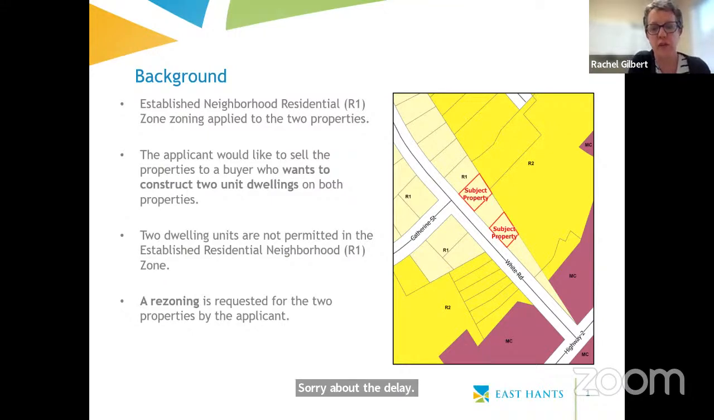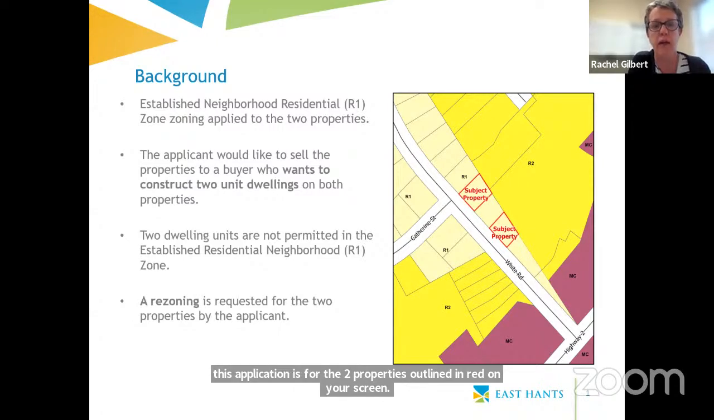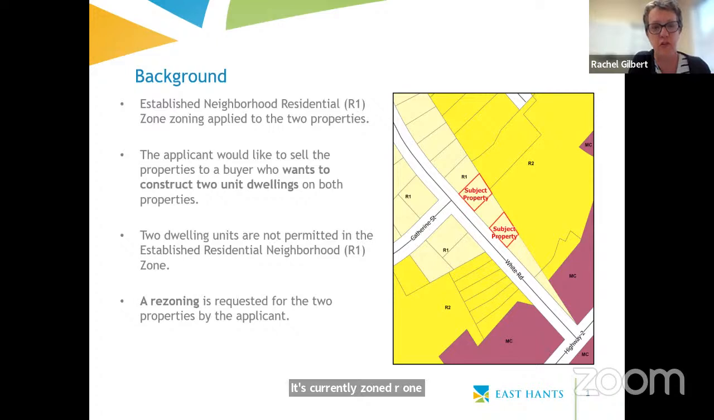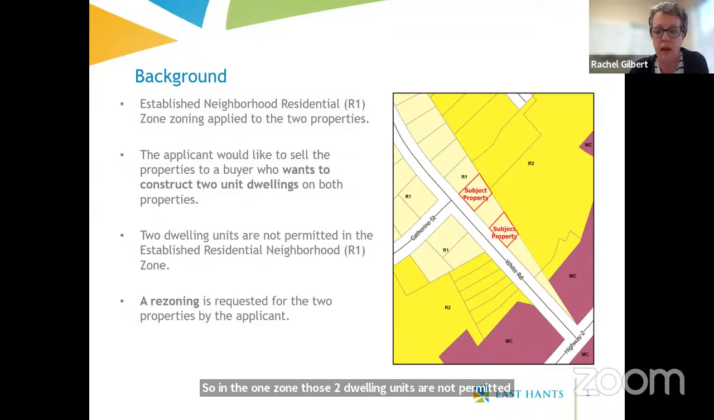So this application is for the two properties outlined in red on your screen. It's currently zoned R1 and designated established residential. The applicant wants to sell those two properties and wants to rezone to R2 to allow for 2 dwelling units on each of those lots. In the R1 zone, those 2 dwelling units are not permitted. So that's the reason for the rezoning.